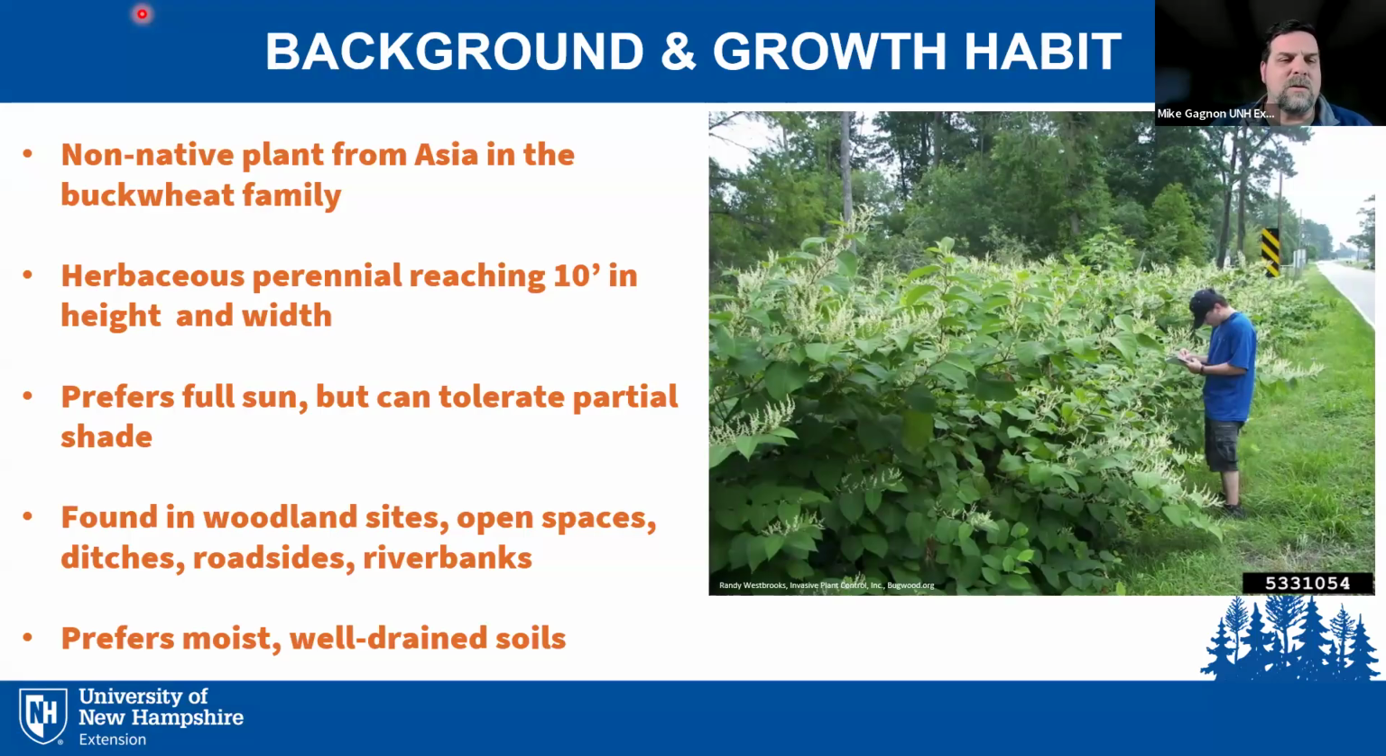It prefers full sun, so when I'm learning a plant and how to control it, I always try to know some of its limitations. It can tolerate the shade, but it doesn't really thrive. So we see it in sunny open areas and disturbed sites that have full sun: woodland sites where there's been a landing or an opening, open spaces, ditches, roadsides, and especially a problem in our riparian river corridors, where there's lots of sun. It also prefers moist, well-drained soils.